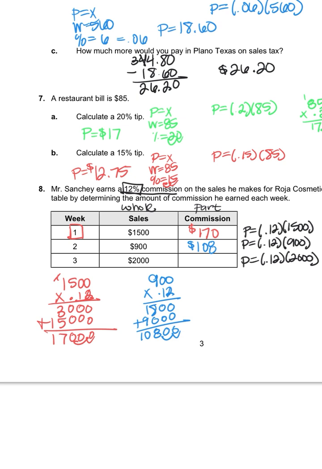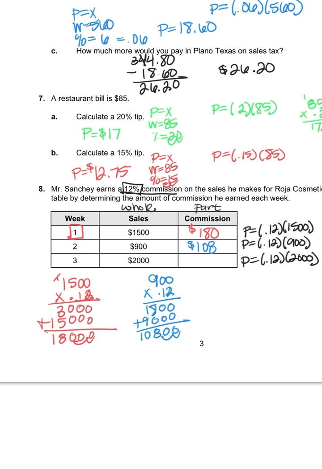I'm going to do this one more time. Did I mess up my numbers here somewhere? I did. Oh, let's go back. I'm sorry. Right here. It's not 170. It is $180. 5 plus 3 is not 7. It is 8. There we go.